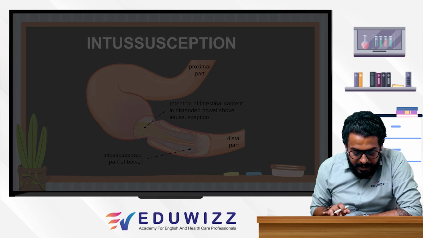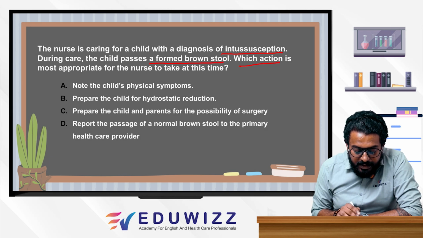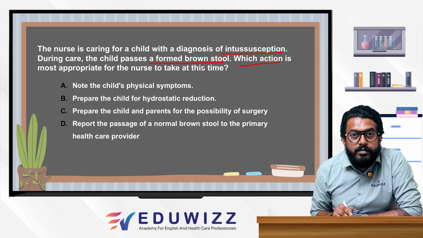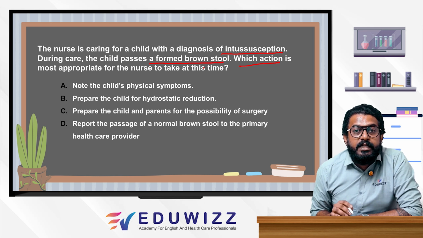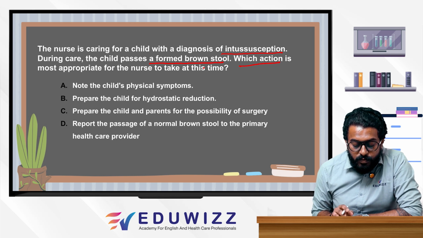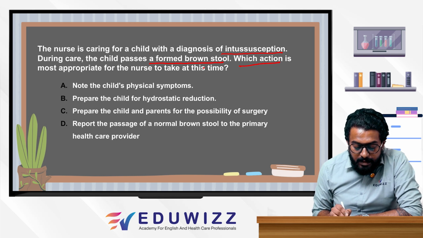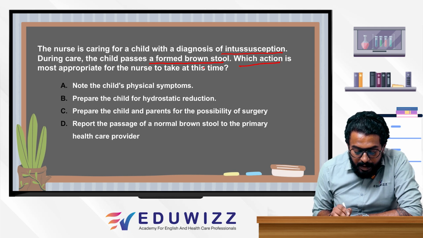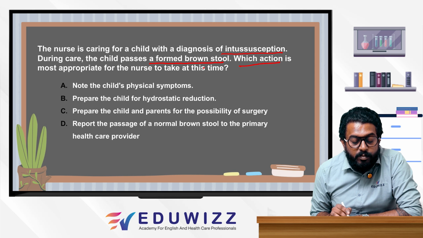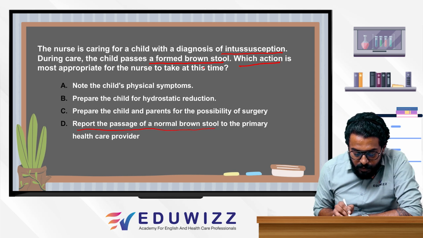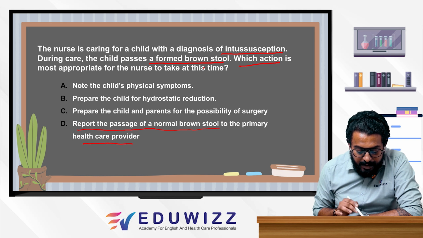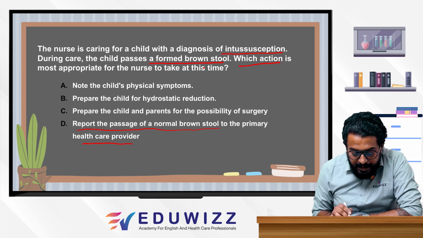But here in the question, it is mentioned that the child passes a formed brown stool. Formed brown stool is usually a normal feature of stool. So what action should be taken by the nurse? Since the appearance of the stool is normal, the answer is to report the passage of normal brown stool to the primary healthcare provider. So there is nothing abnormal in that.